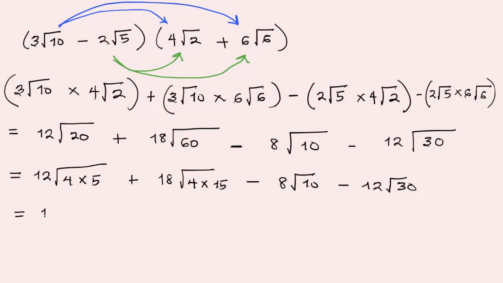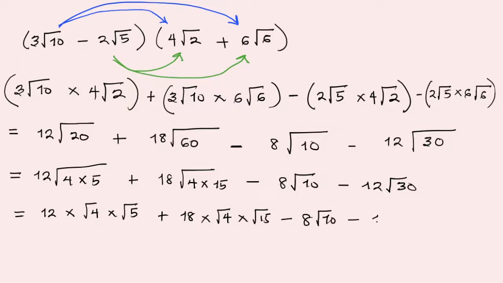So this becomes 12 multiplied by, we can break this up to be square root of 4 multiplied by square root of 5 plus 18. We can do the same here, square root of 4 multiplied by the square root of 15 minus 8 root 10 minus 12 root 30.